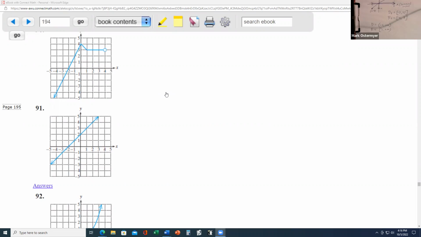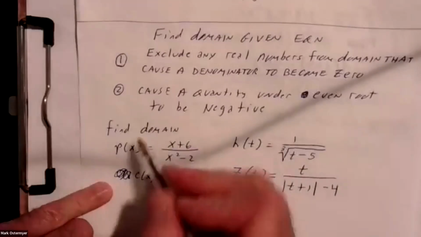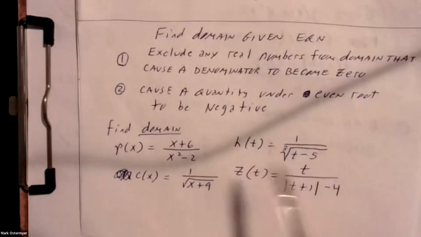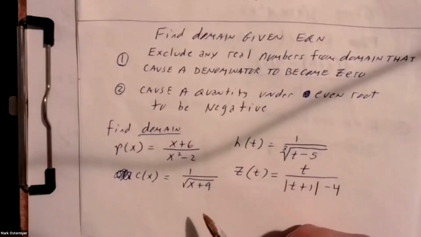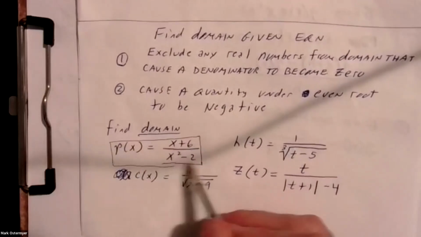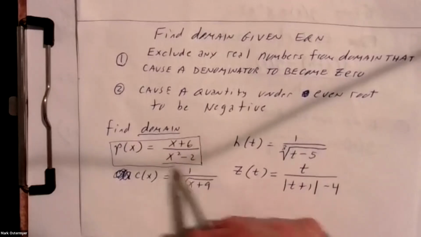So, ladies and gentlemen, I have some problems for you to try out here. Now, one last thing is if we were given an equation for a function, the domain of the function is going to be the set of real numbers for which the function is defined. So I have a question for you here. If my function p of x is defined to be this function here, x plus 6 over x squared minus 2, when would this function ever get into trouble? When would this quantity ever be undefined?